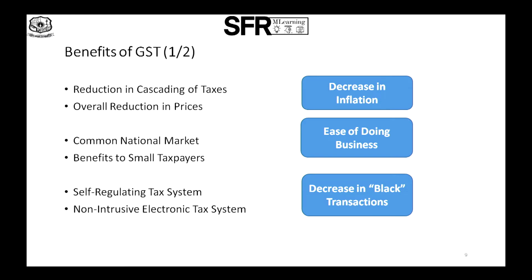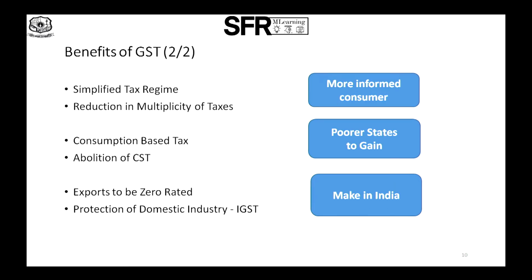The third benefit is decrease in black transaction. Black money is not created after the introduction of GST, as it is a self-regulating tax system and it is done on the basis of electronic way, digital tax system. Hence, it reduces the black money. Next benefit is it is more informative to the consumers, as it is simple and there is no multiple taxes. It is easily understandable by the consumers.